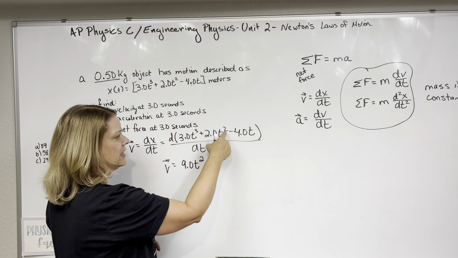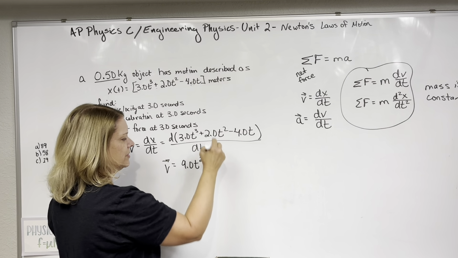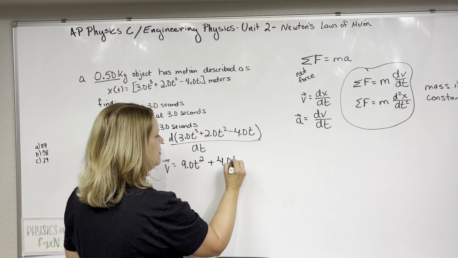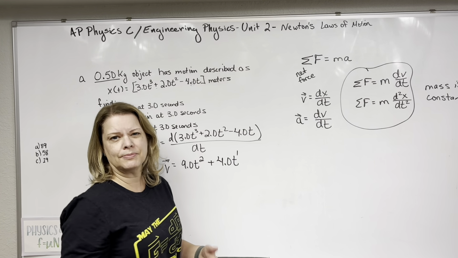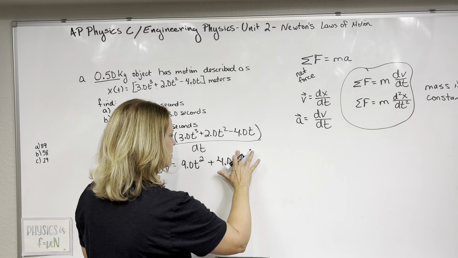All right, we're going to take that exponent, bring it down, multiply it by what's in front, so it's going to be 4.0, and we're taking that 2 minus 1, and we end up with a 1 exponent, but t to the 1 is just t, so we're going to leave that.